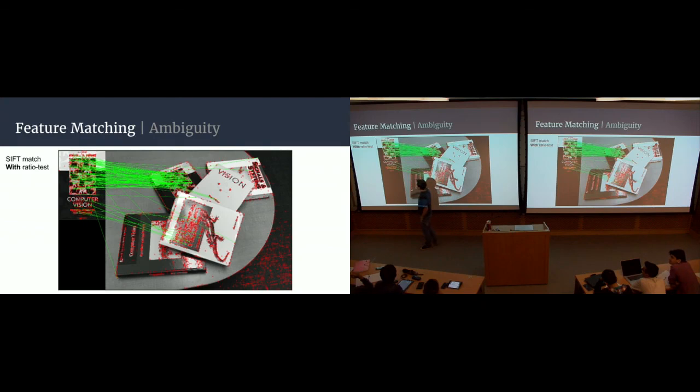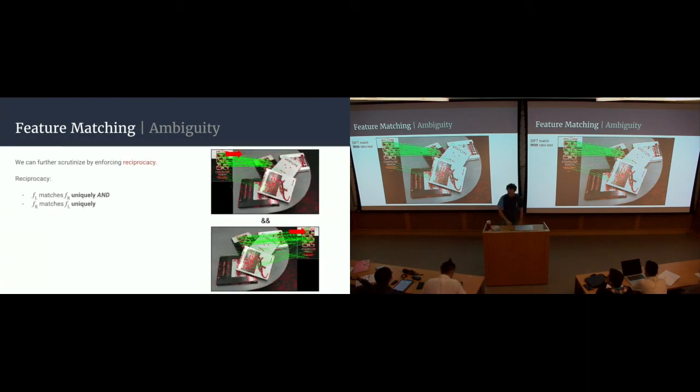Given a lot or even most of the features in this image are not matched anywhere, because we can't match them uniquely. We have some kind of ambiguity. So we drop them. We only look at the real unique ones. What else can we do?